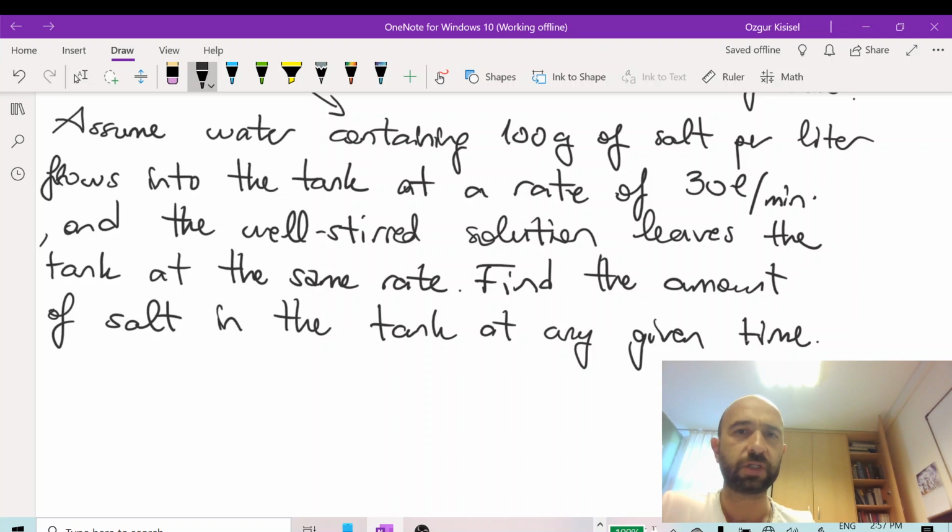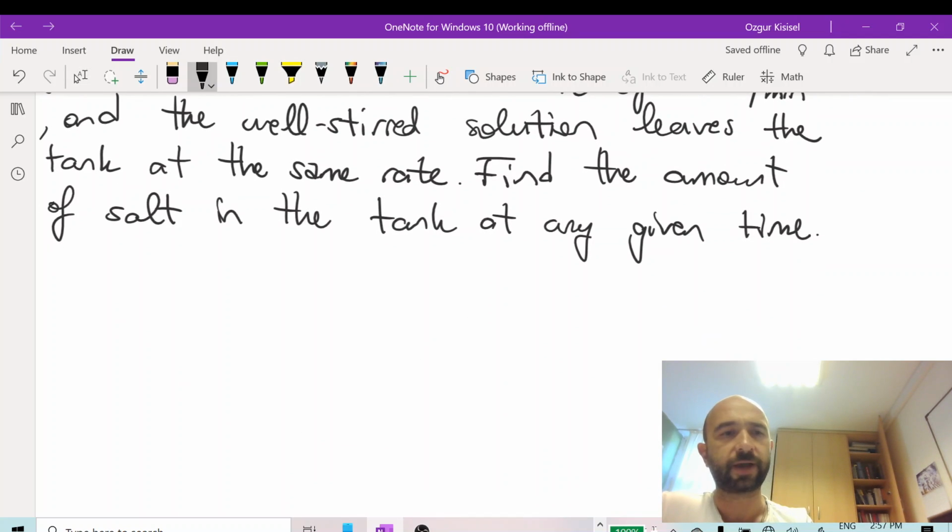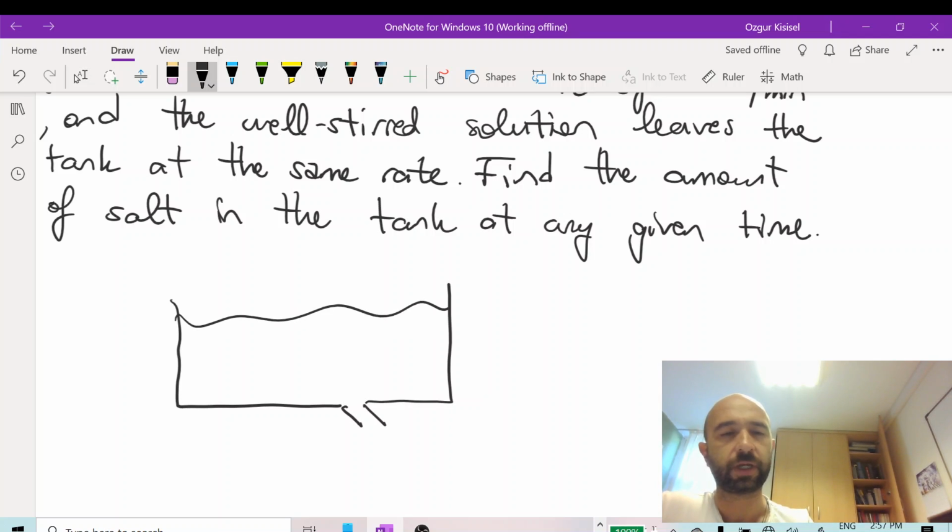Okay, so this was a long text, so let me try to diagrammatize this. So you have something like that. Initially, you have 1,000 liters and 50 kilograms initially.